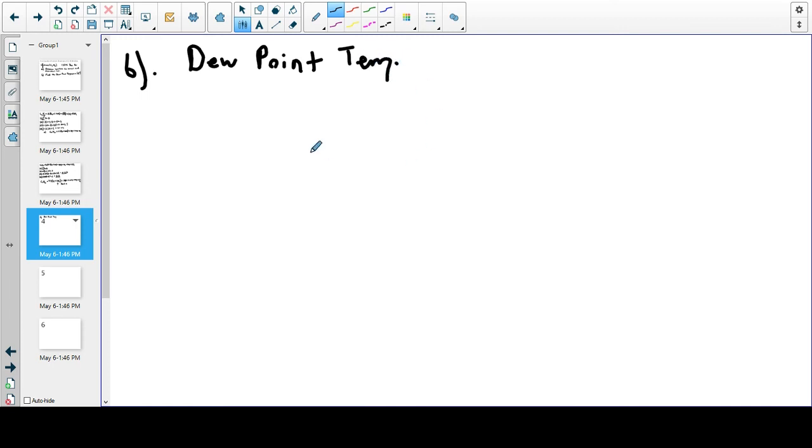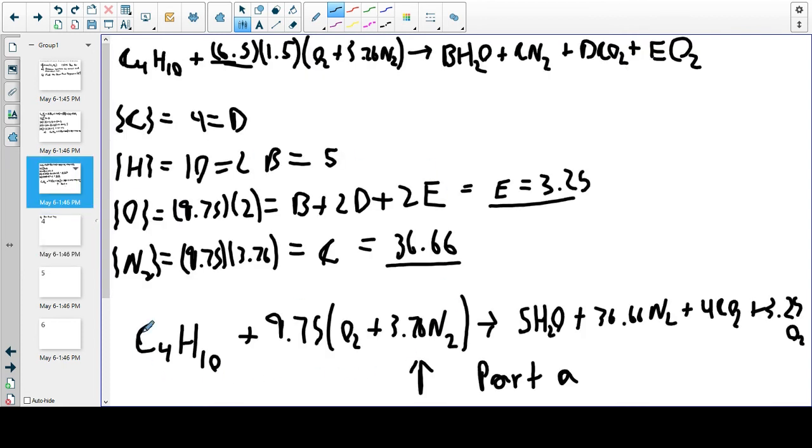And so the dew point temperature is the temperature at which liquid will start forming, I think, just through cooling. And so basically we have to work in terms of water. So we have our reaction done previously, which is right here. We have to work in terms of the water, when it will start forming liquid water.